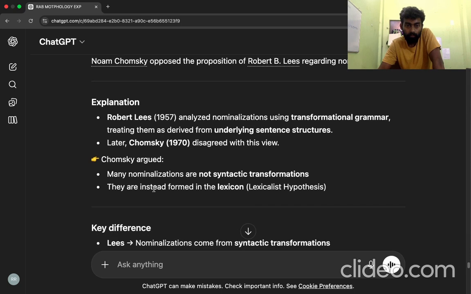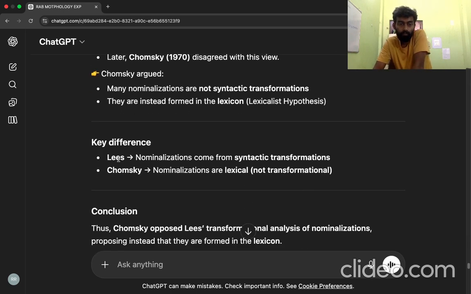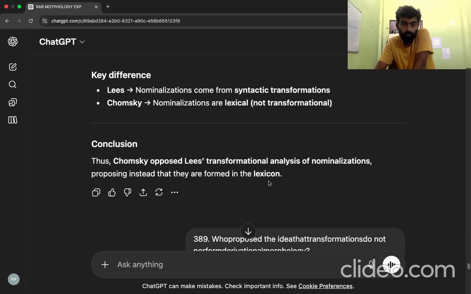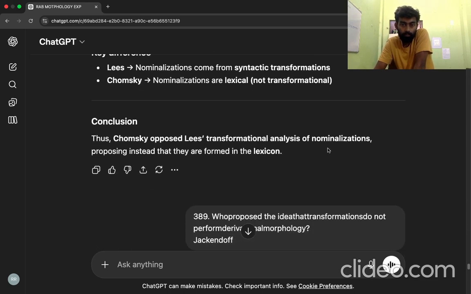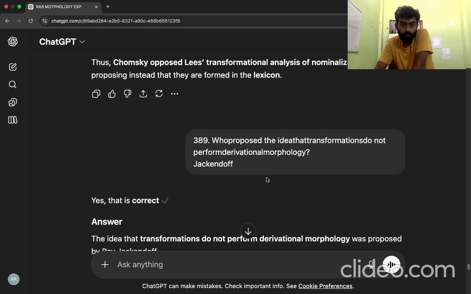Chomsky argued many nominalizations are not syntactic transformations. They're instead formed in the lexicon. Lexicalist hypothesis. Key difference: Lees's nominalizations come from syntactic transformations. Chomsky's nominalizations are lexical, not transformational. Conclusion. Thus, Chomsky opposed Lees's transformational analysis of nominalizations, proposing instead that they are formed in the lexicon. Yes, that is correct.